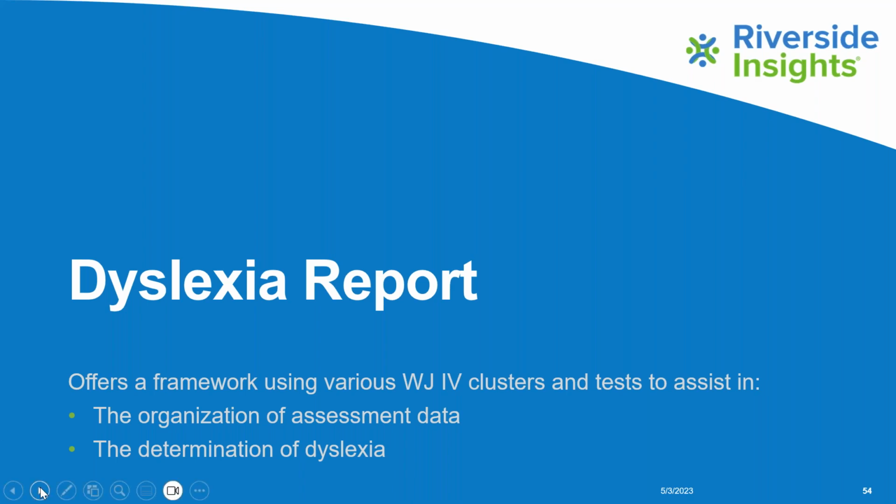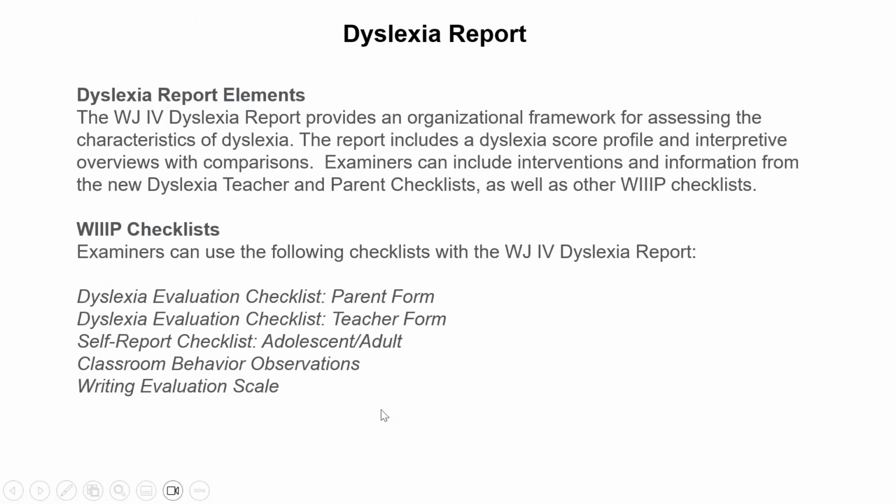So big on not over relying on a software program to make our decisions. We as evaluators take this information, consolidate it with our other information, and we make the decision, not the program. So the dyslexia report is very detailed, just like the comprehensive report. And again, you can choose to use the checklist.